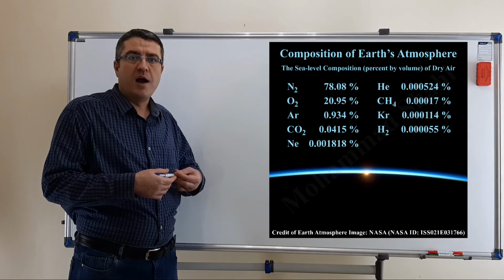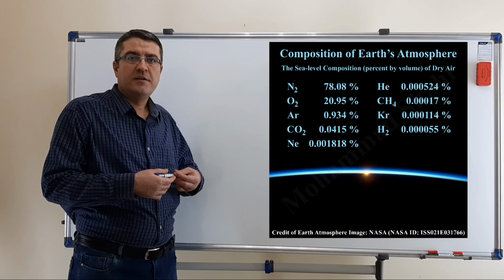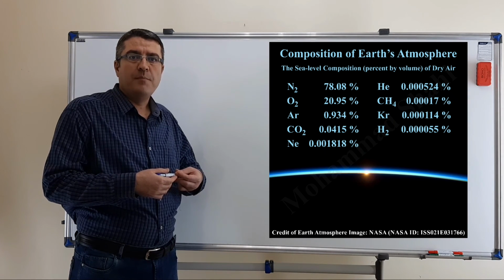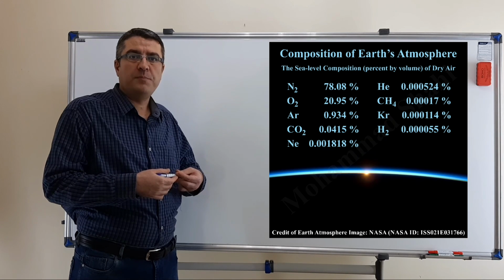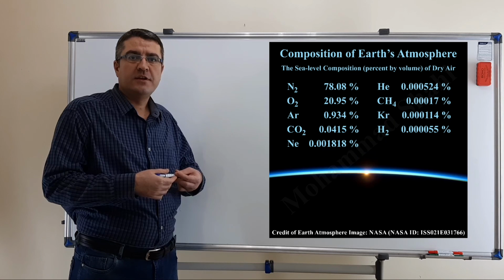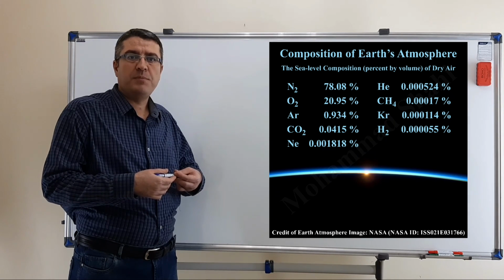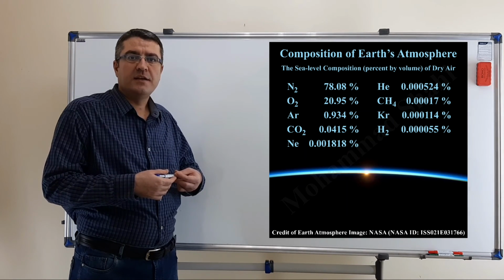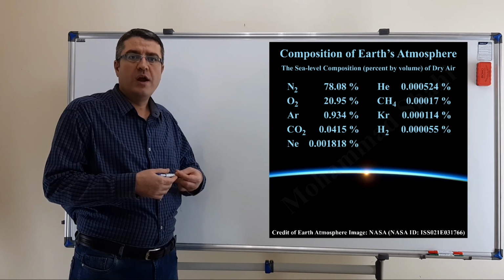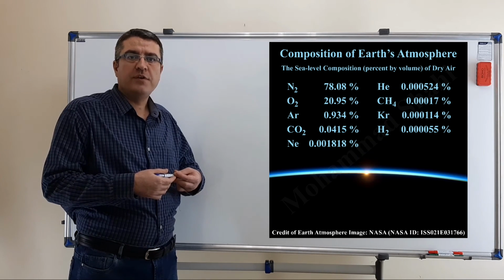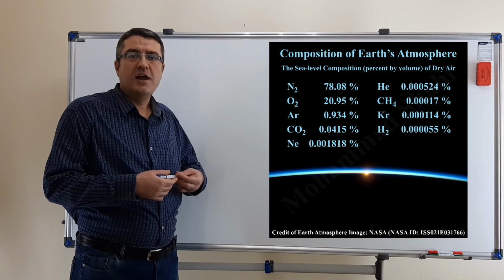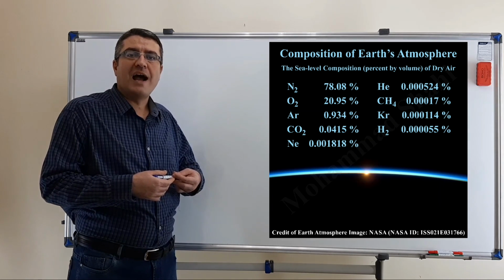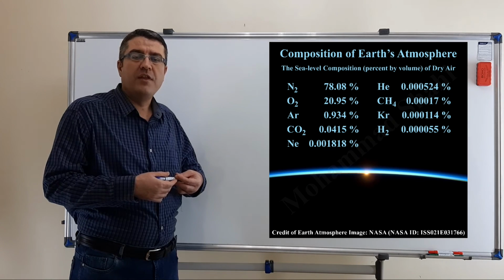415 ppm carbon dioxide gas, 18.18 ppm neon gas, 5.24 ppm helium gas, 1.7 ppm methane gas, 1.14 ppm krypton gas, 0.55 ppm hydrogen gas. Here, the numbers don't add up to exactly 100 due to round-off and uncertainty.